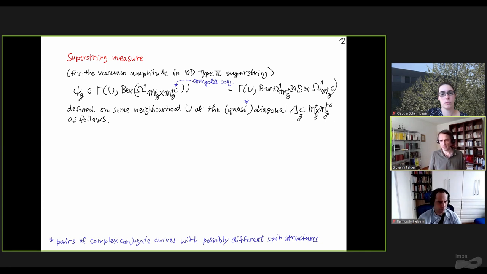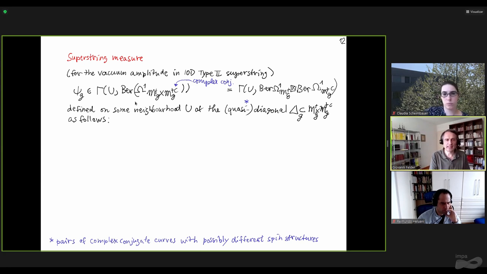So the diagonal consists of pairs of curves which are complex conjugates to each other, but they don't need to have the same complex structure. They have the same underlying curve up to complex conjugation, but with possibly different spin structures. So this is a quasi-diagonal. And this is important for this GSO cancellation.